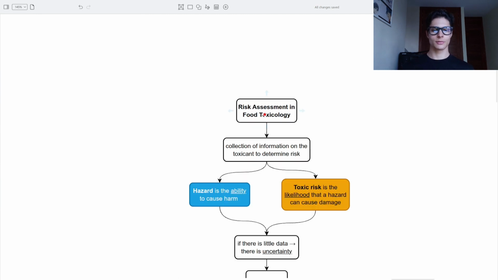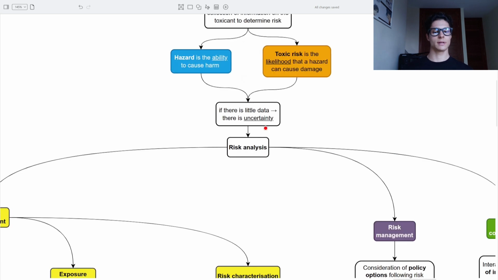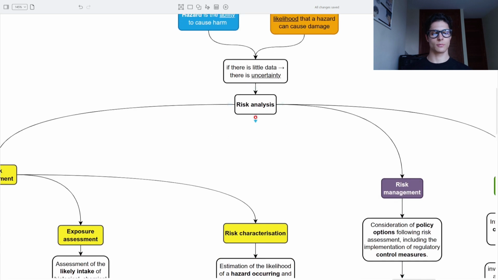And now let's talk about risk assessment in food toxicology. It is a collection of information on the toxicant to determine the risk. Here we have to differentiate between the hazard, which is the ability to cause harm, and the toxic risk, which is the likelihood that a hazard can cause damage or harm. If there is little data, there is uncertainty. And knowing this, we can proceed to the risk analysis.